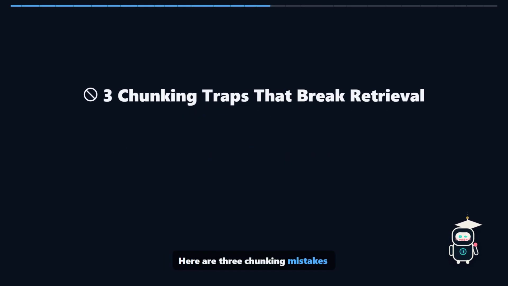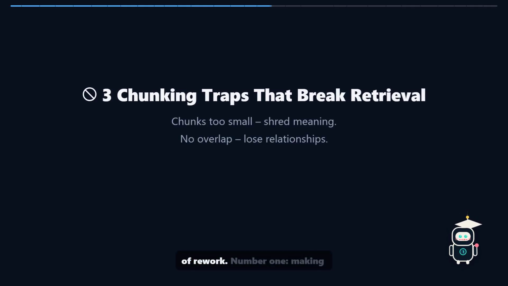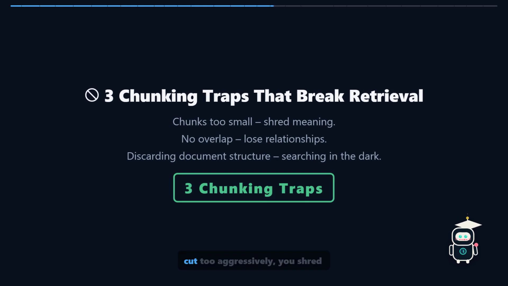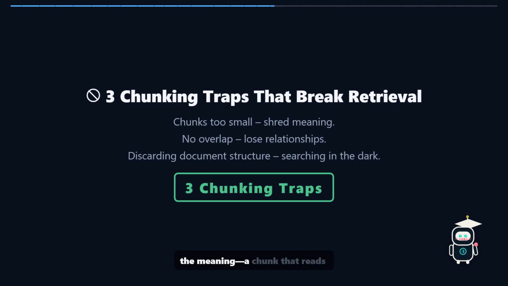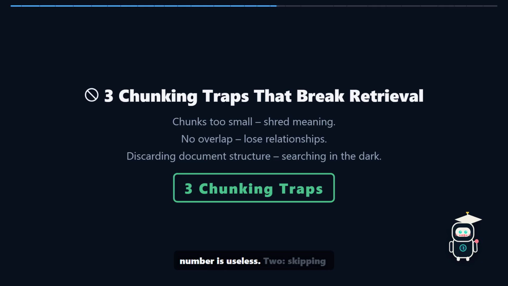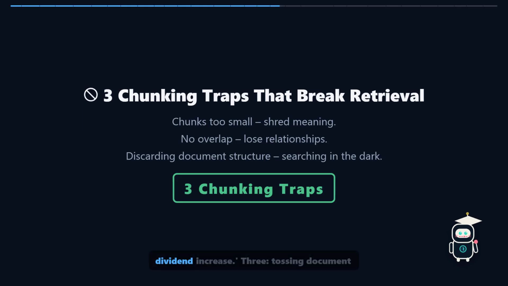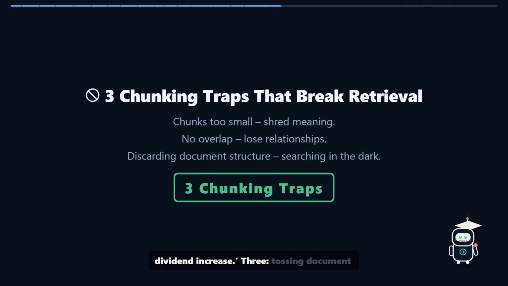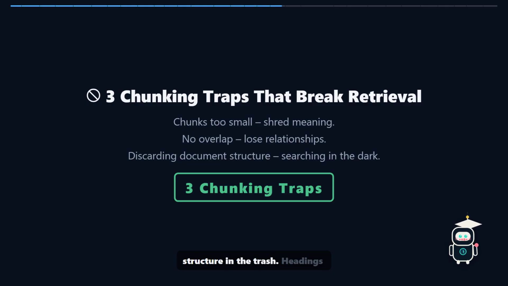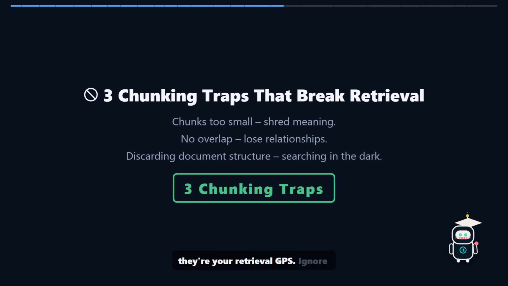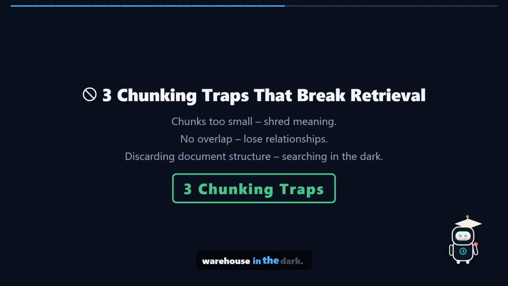Here are 3 chunking mistakes I've seen cost teams months of rework. Number 1. Making chunks excessively small. If you cut too aggressively, you shred the meaning. A chunk that reads, "Annual revenue grew," with no number is useless. 2. Skipping overlap. That clean cut right through the relationship between "the board approved" and "a 15% dividend increase." 3. Tossing document structure in the trash. Headings and page numbers aren't optional. They're your retrieval GPS. Ignore them and you're searching a warehouse in the dark.